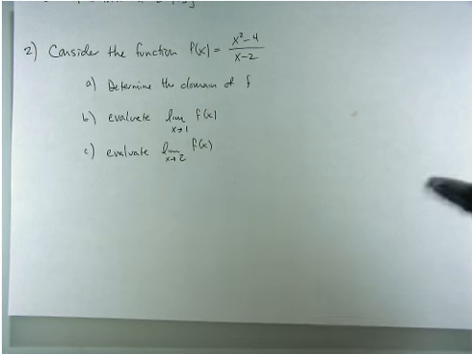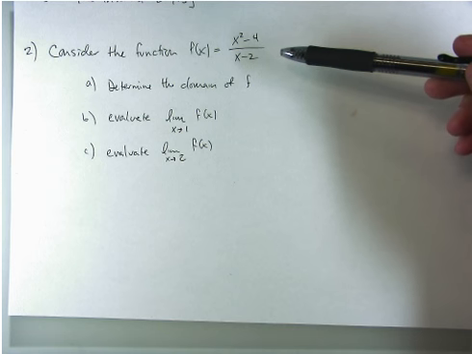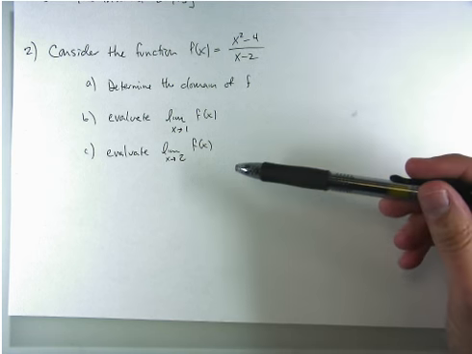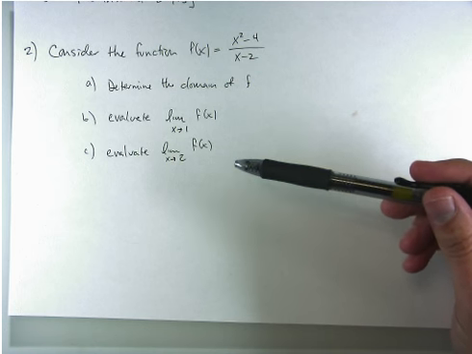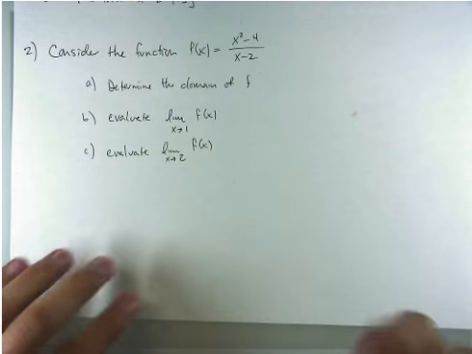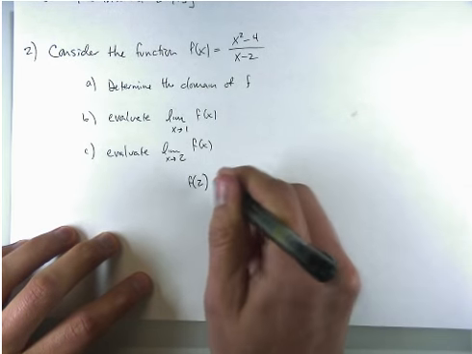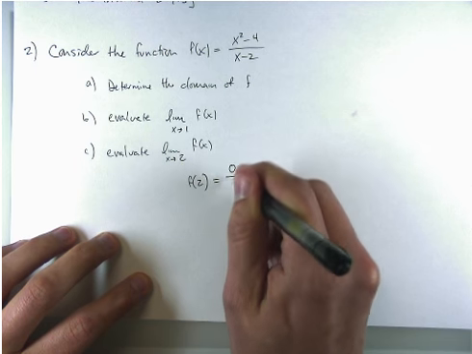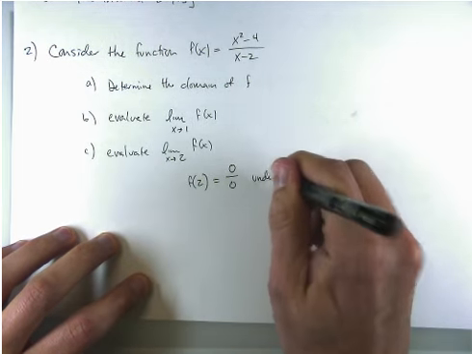So we are considering this function, x squared minus 4 divided by x minus 2. And we want to evaluate the limit as x approaches 2 of that function. So the very first thing that we might want to do is plug 2 in. If you plug 2 in, f of 2, we're going to get 0 divided by 0. And this is undefined.